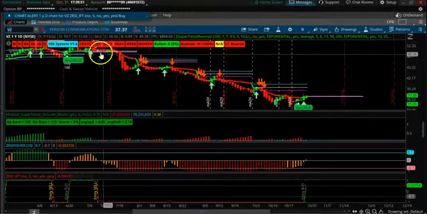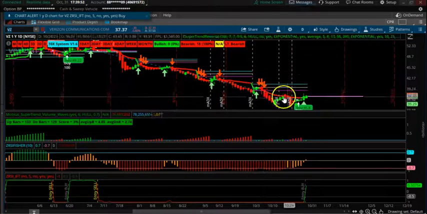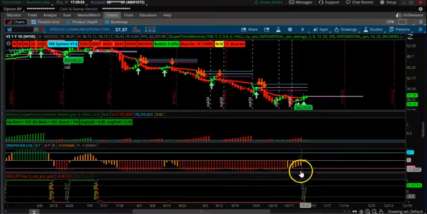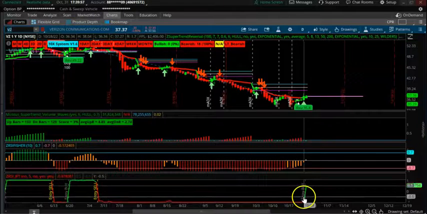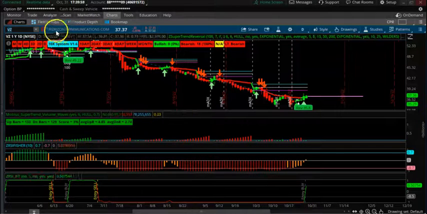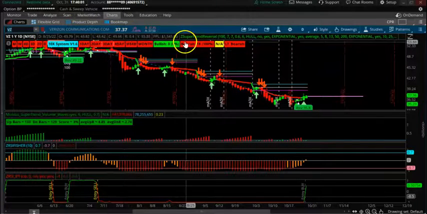So you can see VWAP is down, CPR is down. You can see negative, right? You're just getting a buy entry. Okay, Verizon is, but time frames are negative.